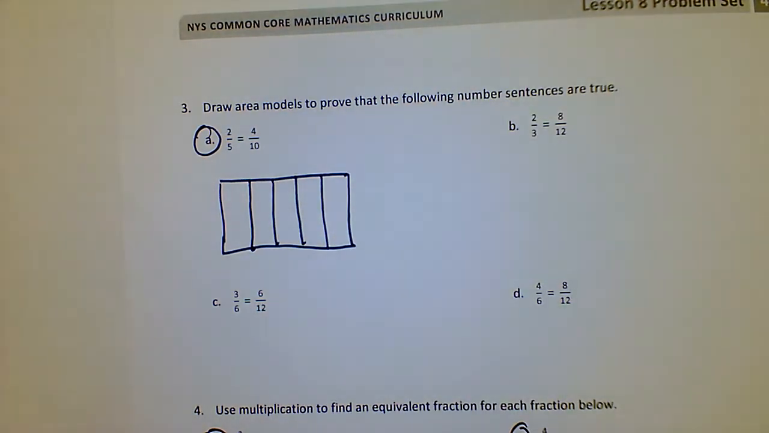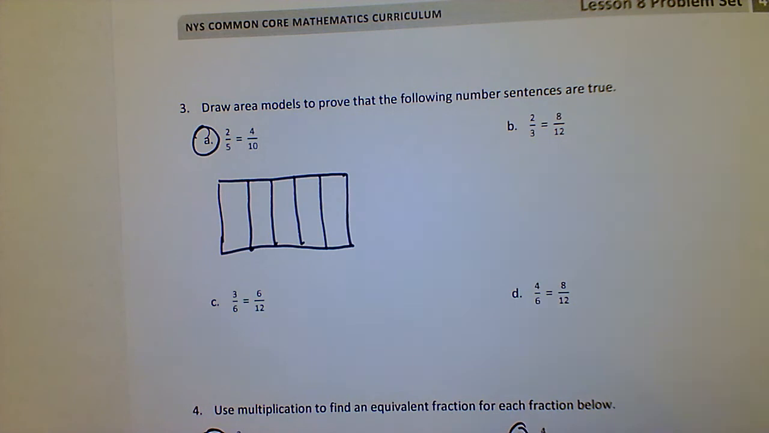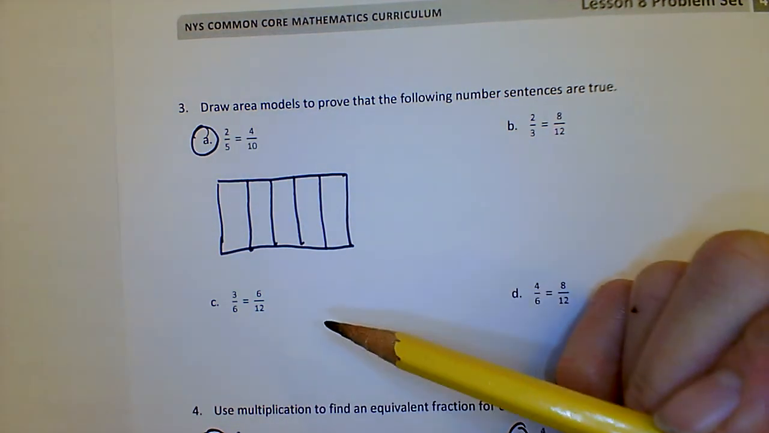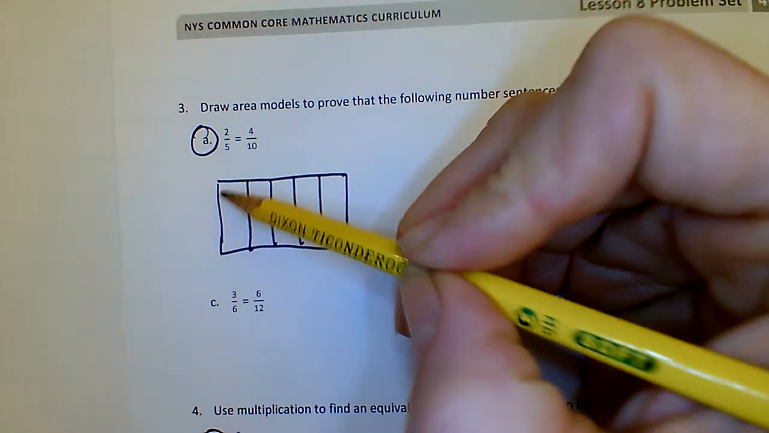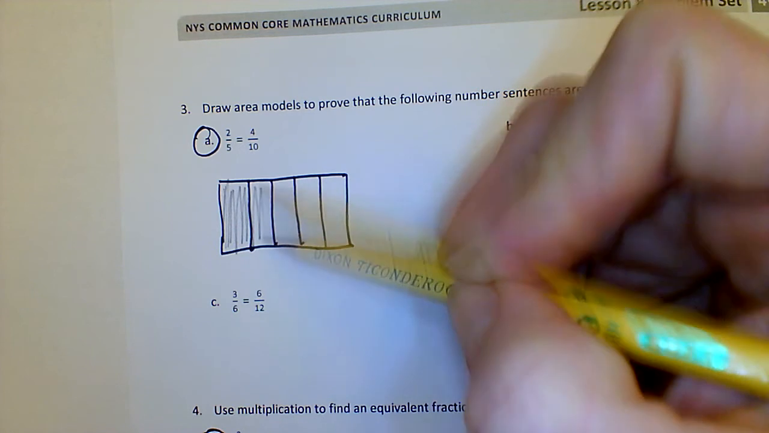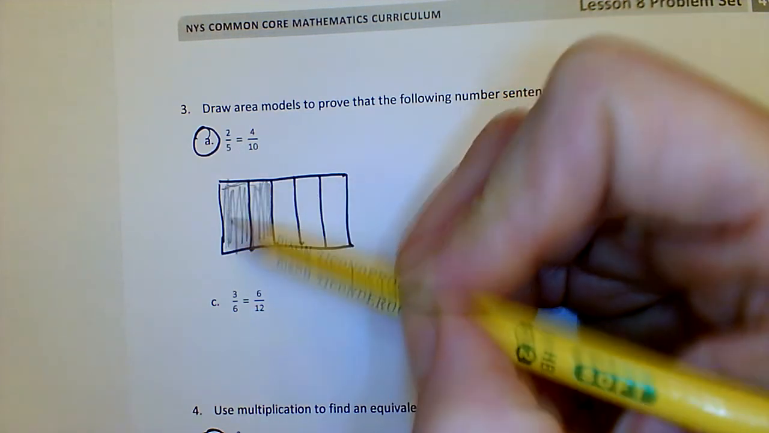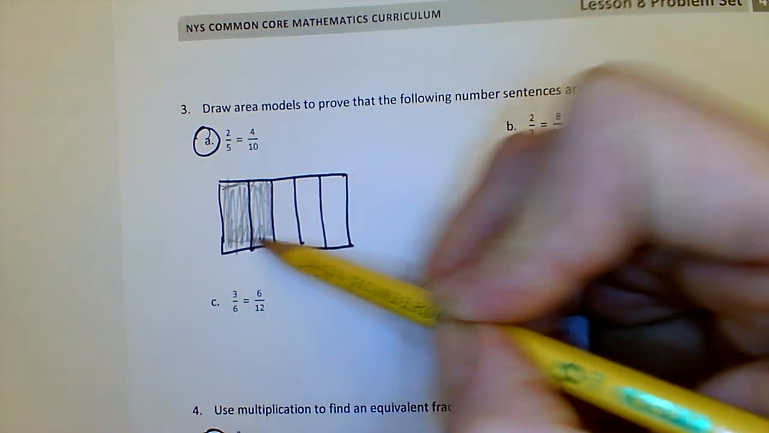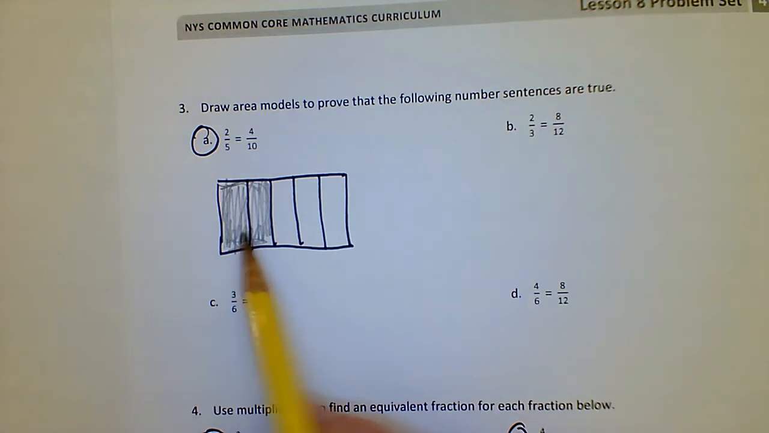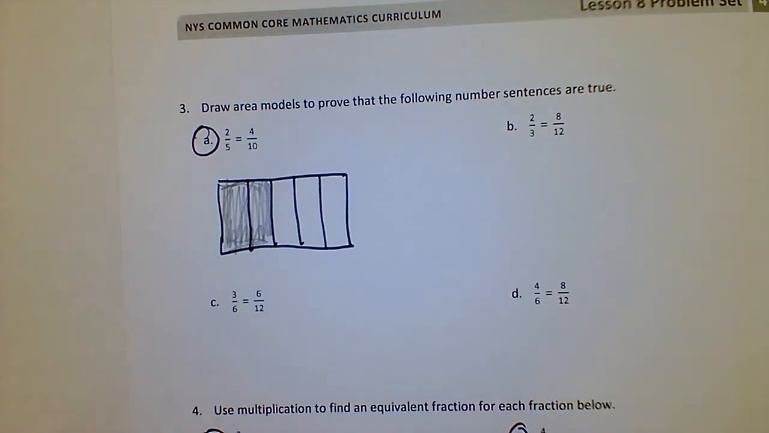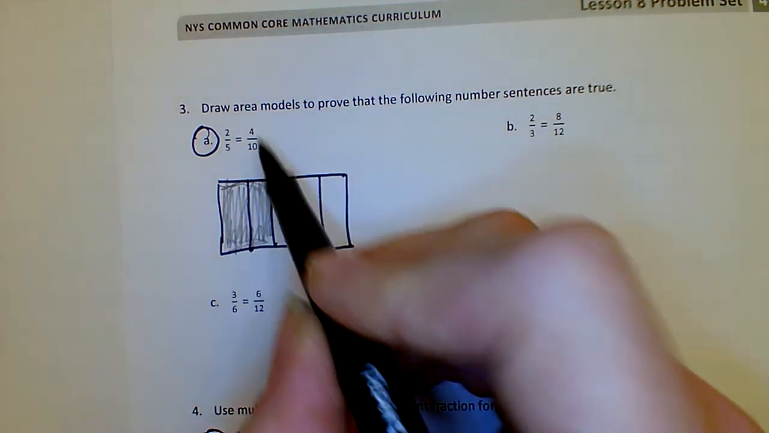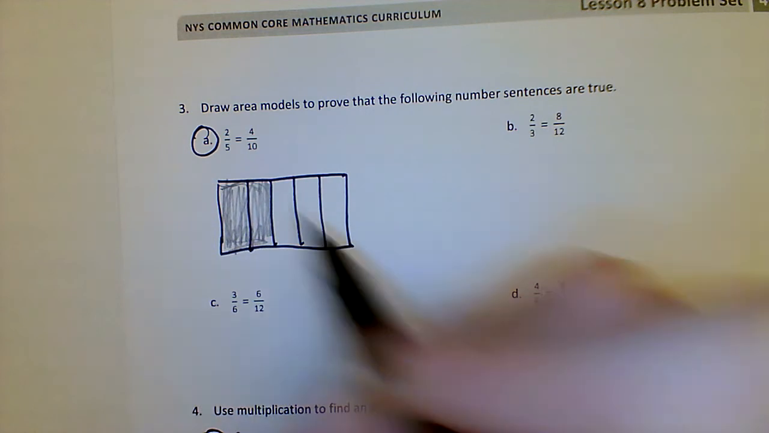And that's pretty good. So now we have to figure out how many are shaded. And again, the numerator shows how many pieces you have or how many pieces are shaded. So for this one, we have to shade in 2. So right now I have 2/5 of the whole thing. Now I have to show 4/10.